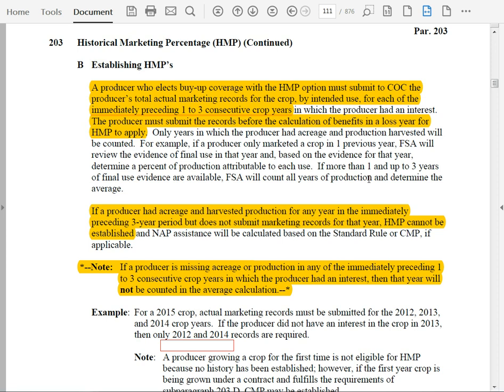In a loss year, the producer must supply their historic marketing records for the most recent 3 crop years prior to the calculation of any benefits. If the producer planted the crop in one of the previous 3 years, but fails to provide the marketing records for that year, HMP cannot be established. HMP can, however, be established for producers with histories of fewer than 3 years of marketing the crop.